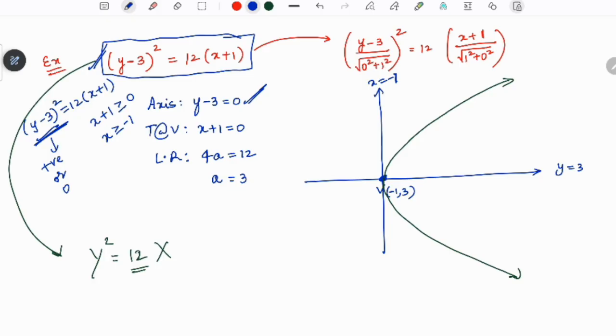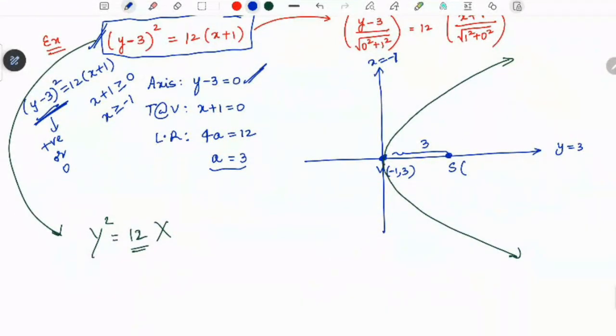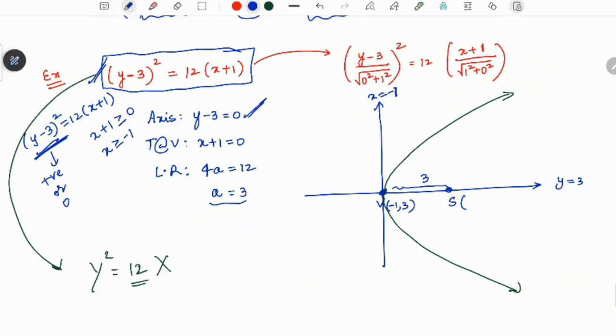Now let's start. What is the focus? Focus coordinates. What is the distance between vertex and focus? 3. What would be the focus coordinates? 2, 3. Okay. See, you are moving along the x-axis, right? If you are moving right, you have to increase the x coordinate. Moving above, you have to increase the y coordinate. See, from the vertex, I travel 3 units right along the horizontal line, same level. The y coordinate is the same. I'm moving right, no? Right means I have to increase the x coordinate. So -1 plus 3, which will be 2.